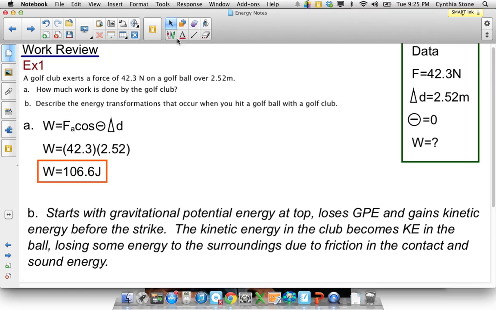So, check mark the question. Hard to check mark because I don't know what's a reasonable work, but we'll say that's a reasonable work. We don't really know, we just know it fits with the numbers. Knowing 40 times 2.5 is going to be about 100, right? In part B, it says describe energy transformations.